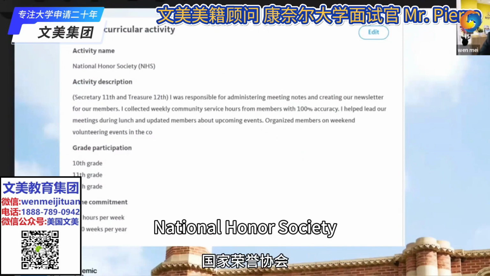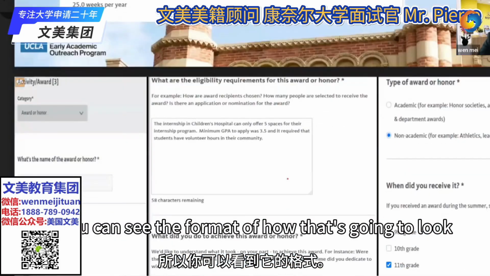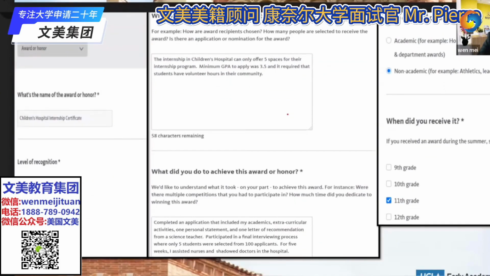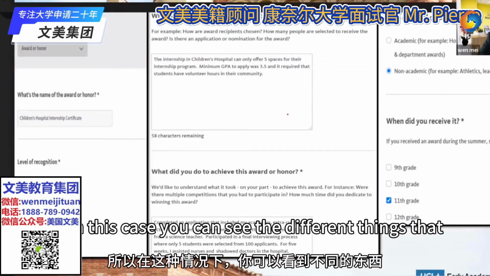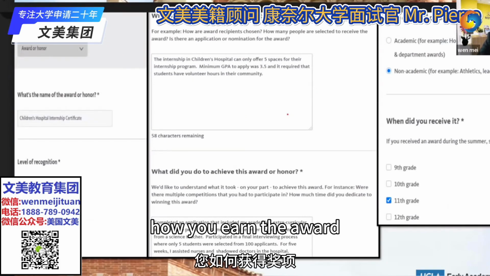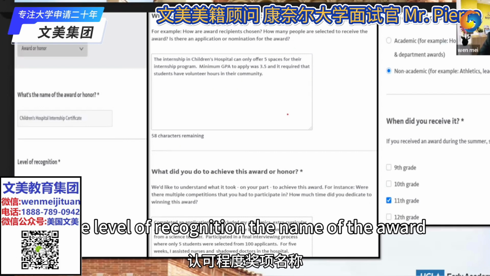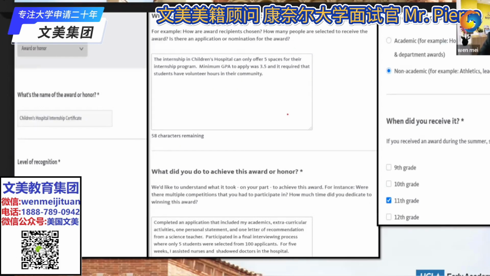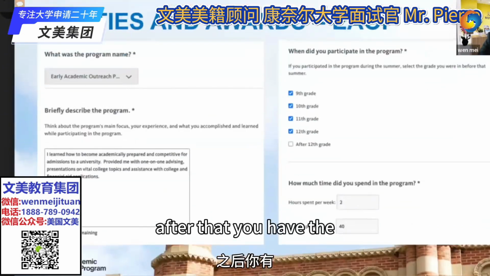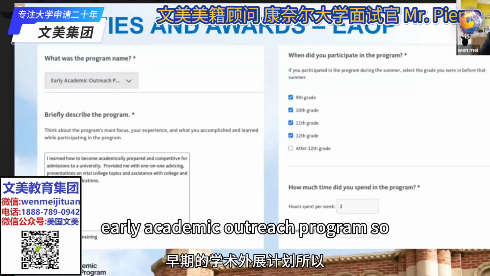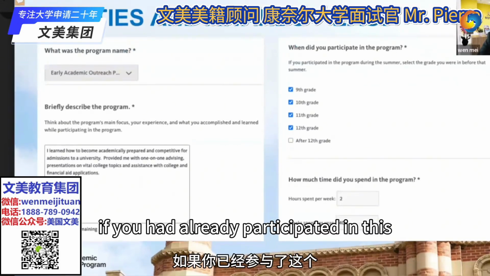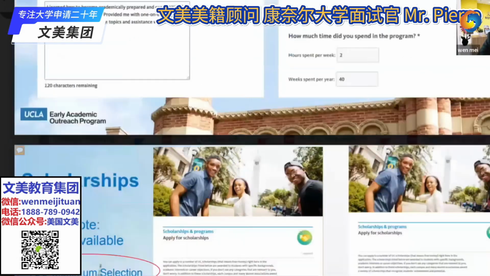This would be an example of an extracurricular activity that's filled out. In this case, it's National Honor Society, so you can see the format of how that's going to look. The next thing would be an award. So in this case, you can see the different things that go into indicating what type of award it was, your eligibility, how you earned the award, the level of recognition, the name of the award, the grade level, and the type of award and things like that. After that, you have the early academic outreach program. So this is if you had already participated in this, you would indicate the information for this.